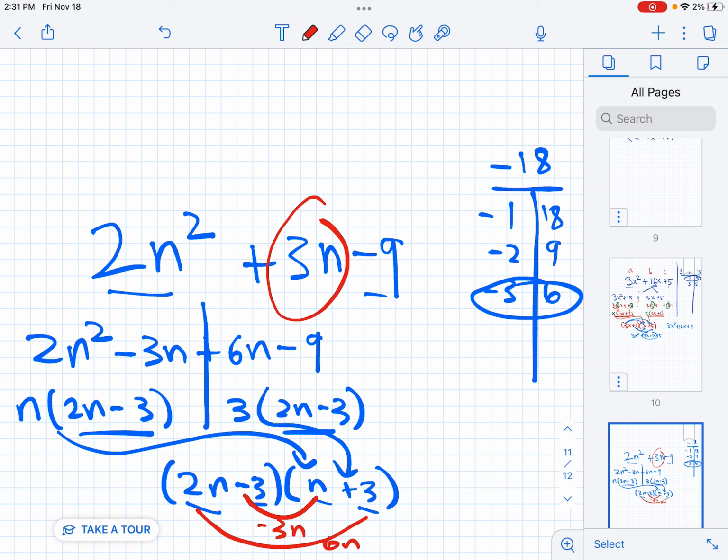Okay, so we've talked about converting from factored into standard, from standard into factored. Now we're going to talk about converting between standard and vertex form.